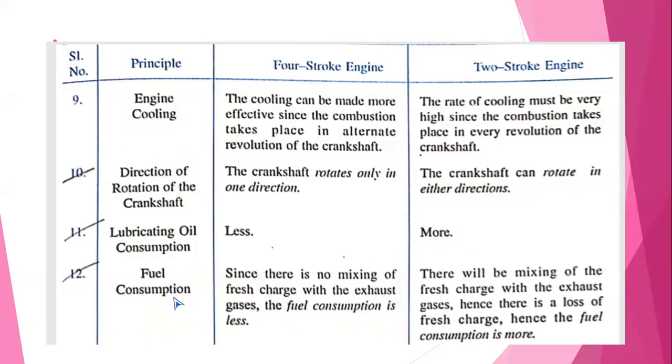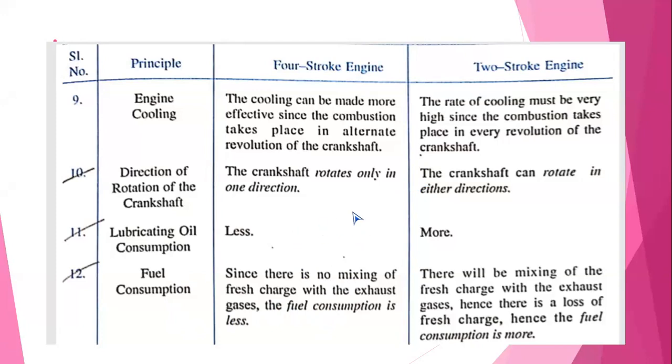Next, coming to the point, fuel consumption. This is a very, very important difference between four-stroke and two-stroke engines, because nowadays the cost of fuel is very, very high. The cost of petrol is 80 rupees per liter and diesel is 70 rupees per liter. See, the consumption of petrol: we can think about how many kilometers the vehicle can run for 1 liter of petrol. That is the fuel consumption per kilometer, or per liter of petrol.